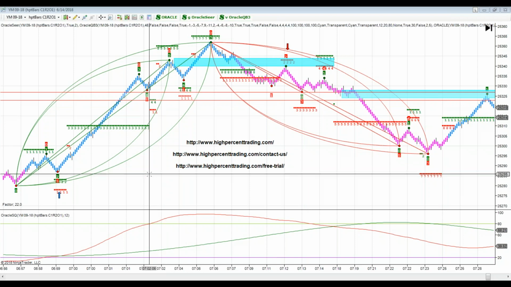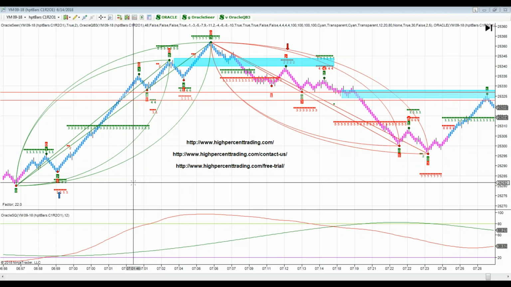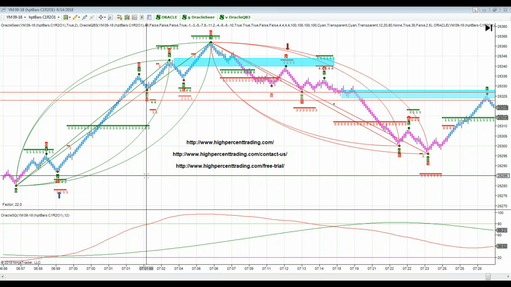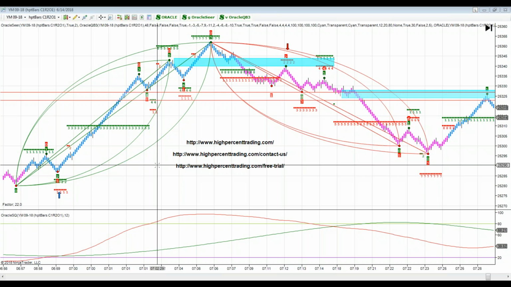Today's video is going to show how to properly trade the Wave 2 setups using a combined Gann and Elliott wave analysis. And this is actually in the first hour today of the pit open session trading the Dow futures contract, the YM contract.